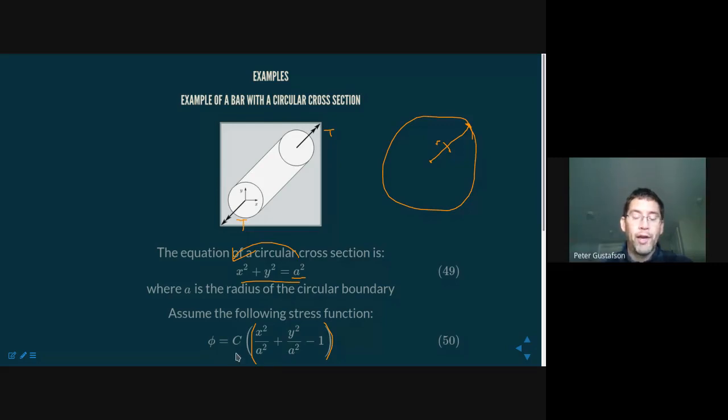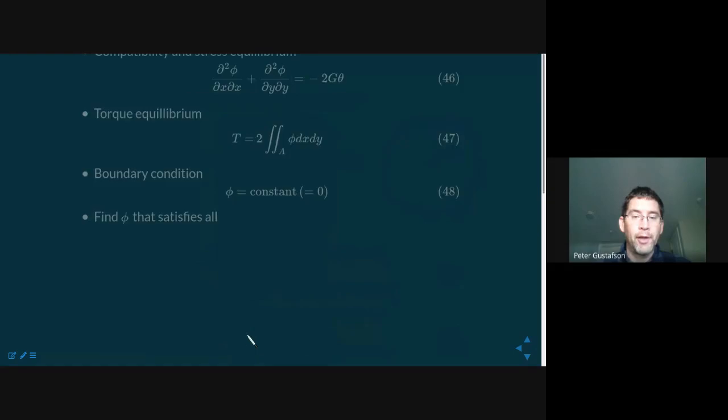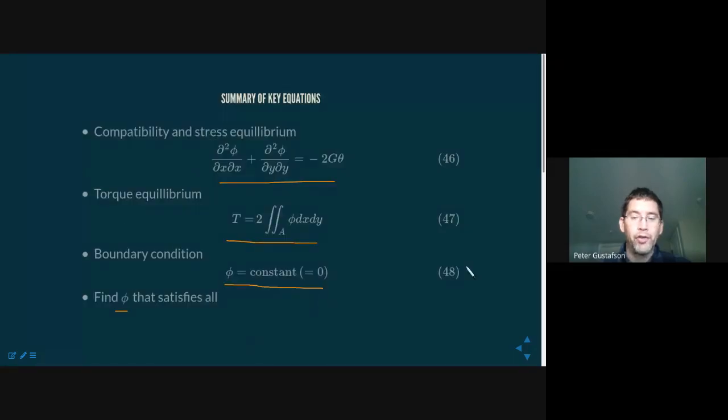Note here that we've multiplied by some arbitrary constant. C times zero is still going to be equal to zero, but this gives us a little bit of flexibility in the problem to figure out how to relate the magnitude of this function to the total torque that's applied. So there's our function. Let me go back here, and here we would make a check mark. We have satisfied this equation already.